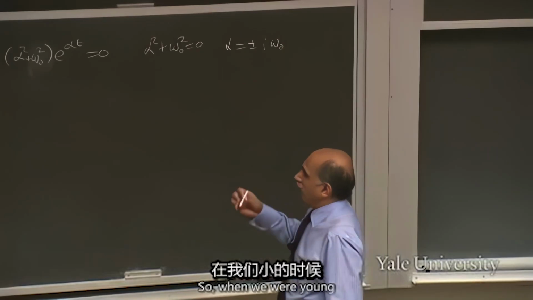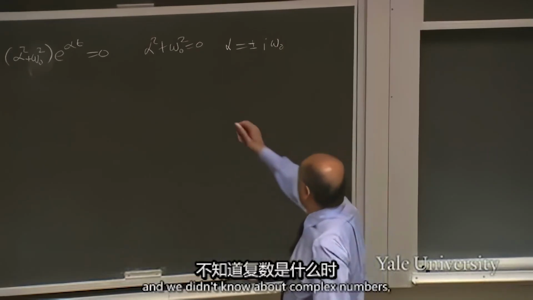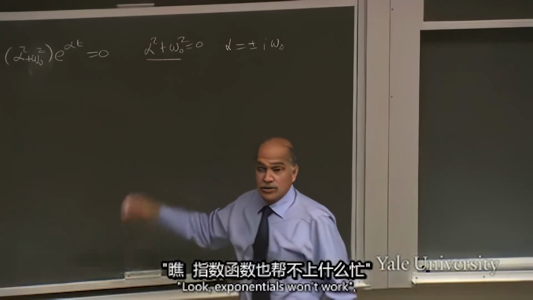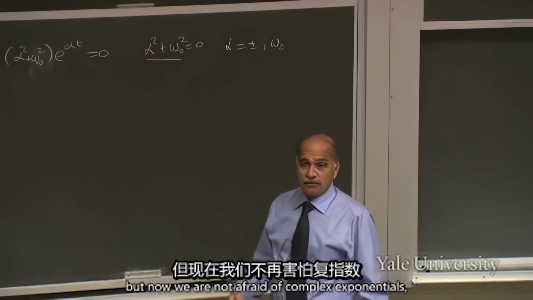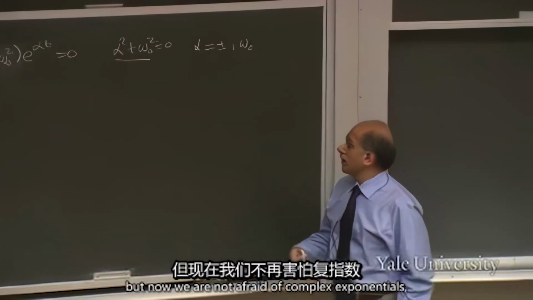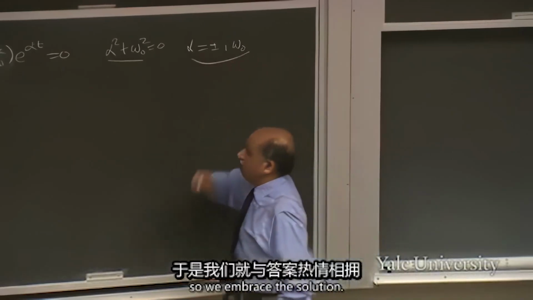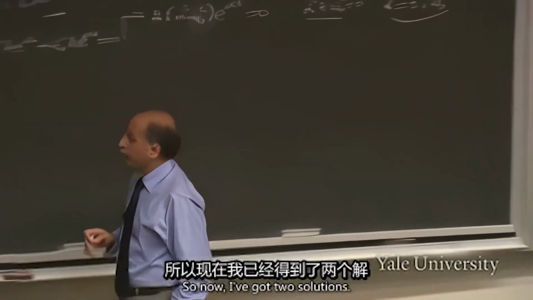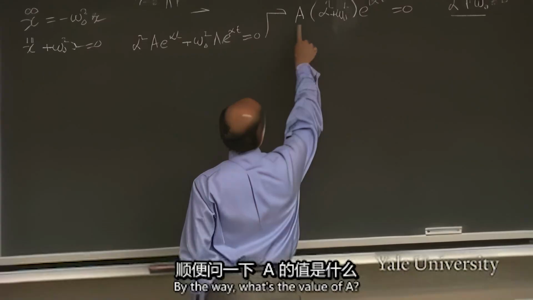So when we were young and we didn't know about complex numbers, we would come to this stage and we would quit and say, look, exponentials won't work. But now we're not afraid of complex exponentials. So we embrace the solution. So now I've got two solutions. By the way, what's the value of A?